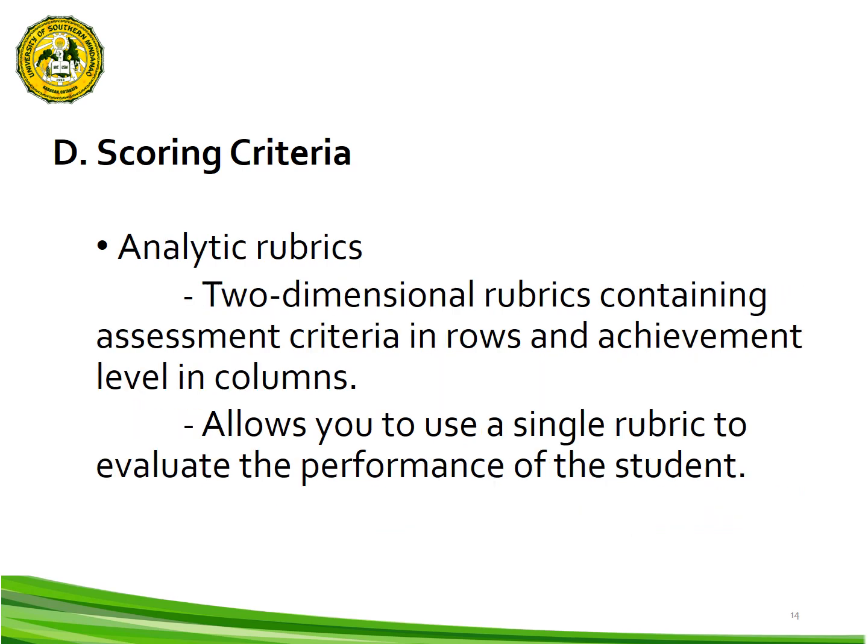So the next is analytic rubrics. It is a two-dimensional rubric containing assessment criteria in rows and achievement levels in columns, and it also allows you to use a single rubric to evaluate the performance of the students. So in analytic rubric, for example, we also have tables, which include the criteria and the standards. For example, the standards are adequate, competent, good, and excellent, where these are the basis of scoring in the performance of an individual or of the student.